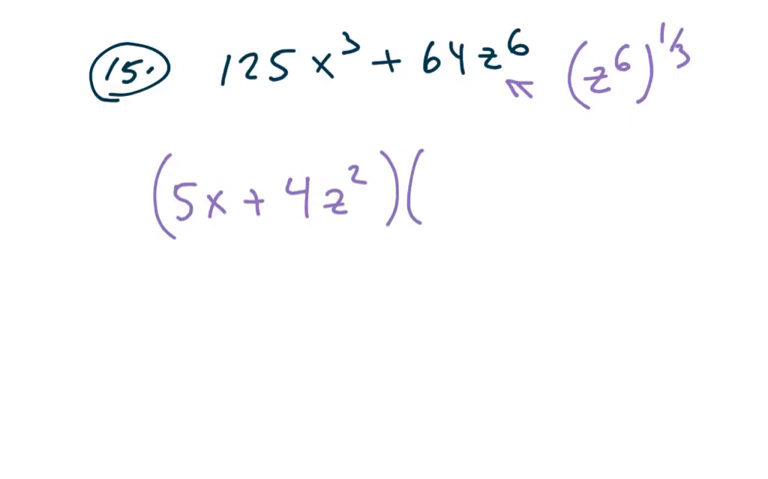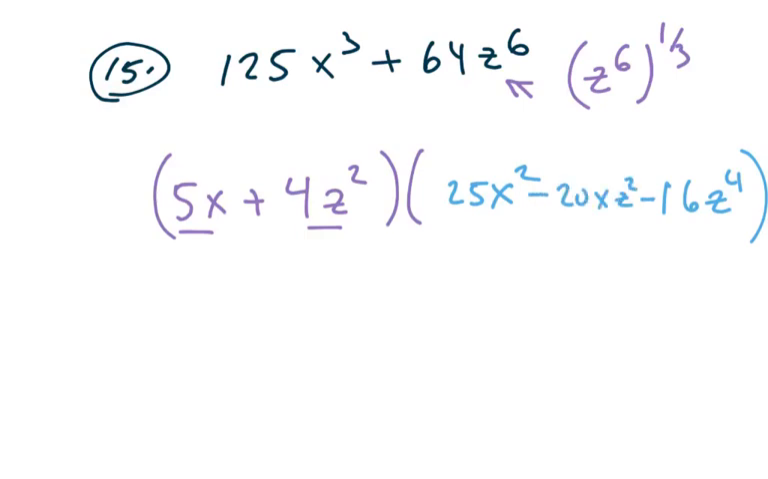Okay, because 6 times 1/3 is 2. And then we're going to break these down. So we're going to square both of these. Okay, we're going to get 25x squared. The back part, be careful in the back one, 16z to the 4th, because we're squaring it, and the middle is the product of the two. So it's going to be 20xz squared. Same, different, positive. And there you have it.